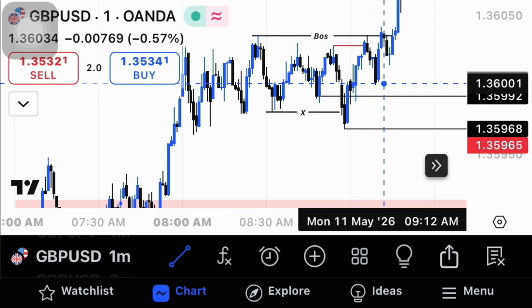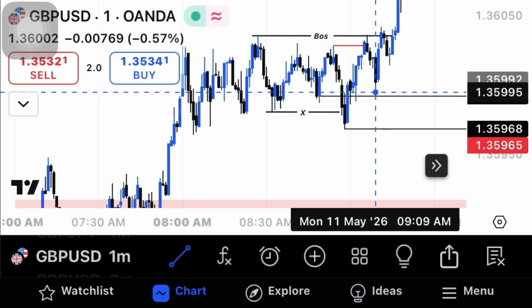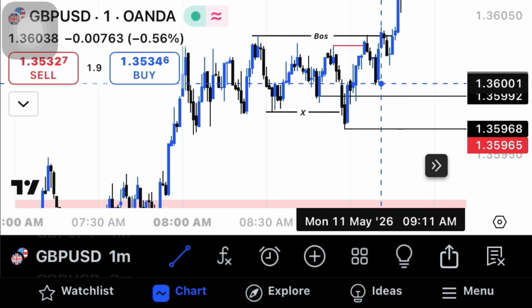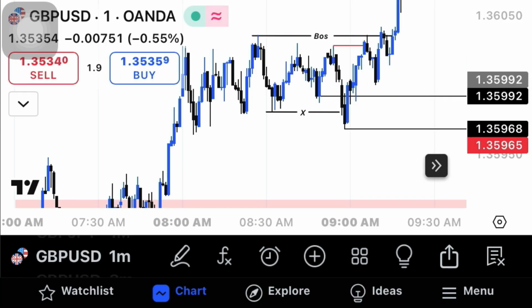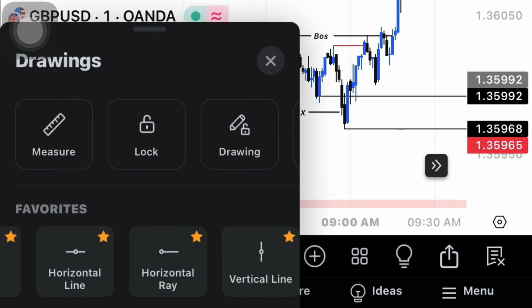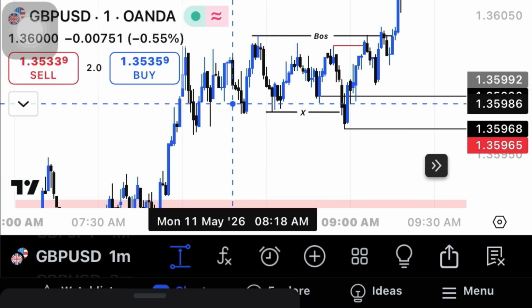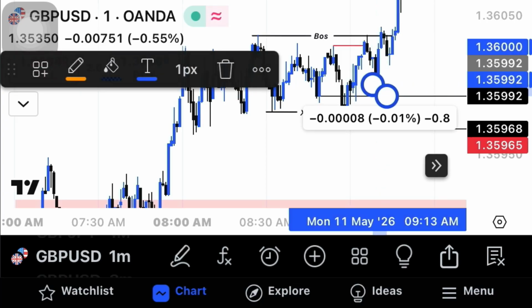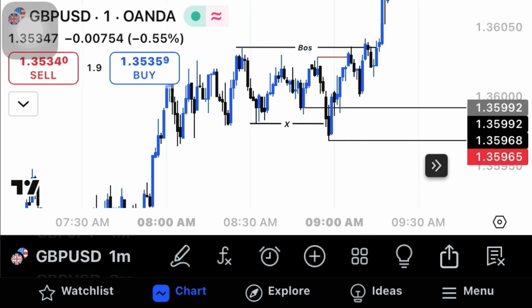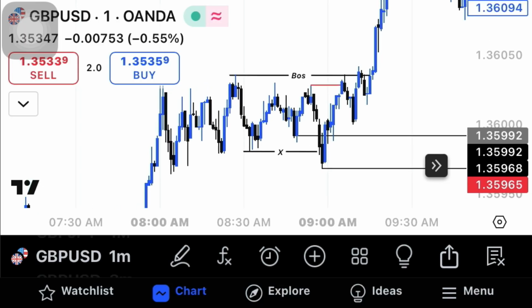Have you seen what happened? It didn't get to my entry right here, almost a few pips to my entry. Let's check how many pips to my entry right here. I should use the price range. You guys see that it's actually around 0.8 pip, not even up to 1 pip, 0.8 pip to my entry, and then the market left me and pushed higher.